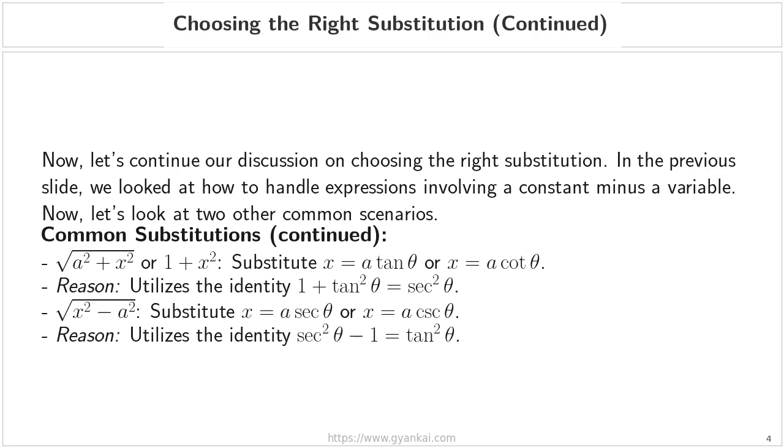Secondly, if the expression is structured as the square root of x squared minus a squared, you should substitute x with a times secant theta or a times cosecant theta. This choice is driven by the identity where secant squared theta minus 1 equals tangent squared theta. By recognizing these specific algebraic patterns, you can choose the substitution that most effectively simplifies the problem. Now that we have covered the common substitutions, let's move forward to the step-by-step process of how to apply these in a real simplification problem.